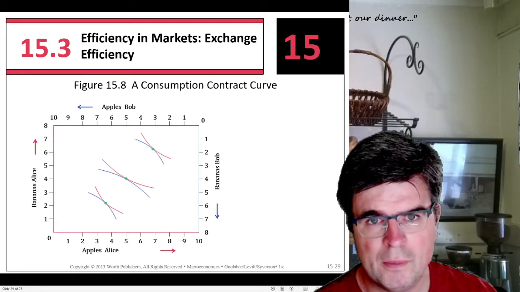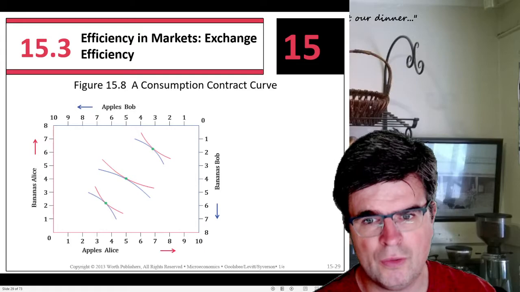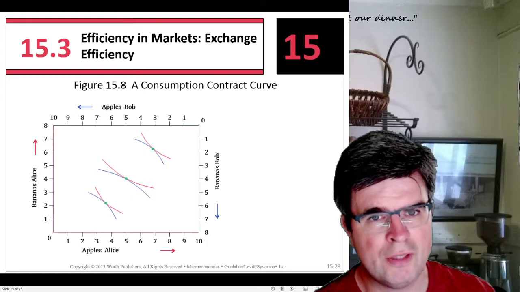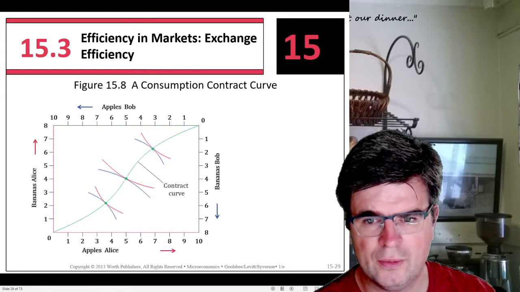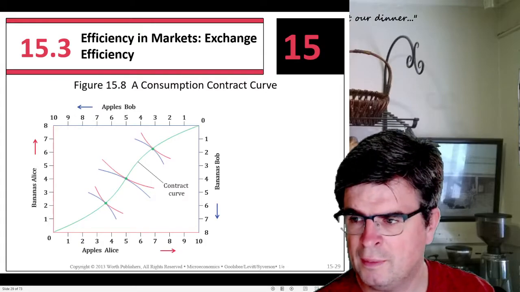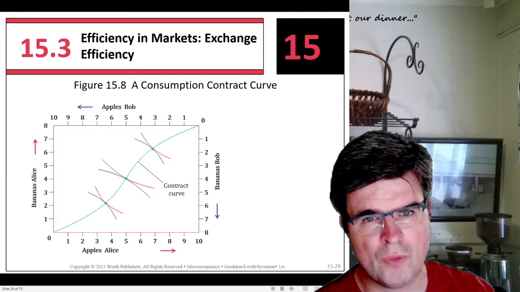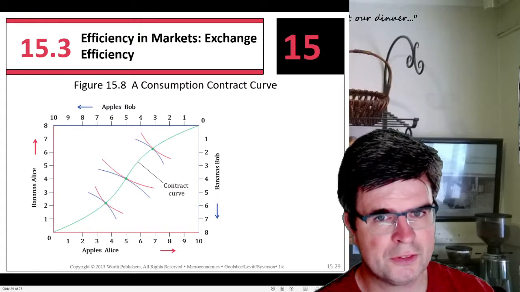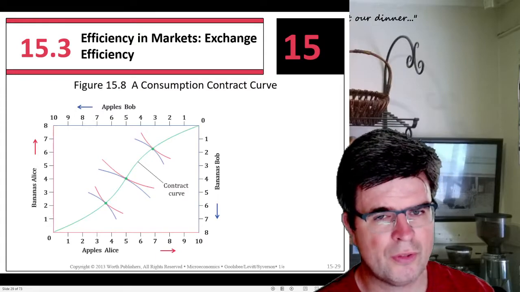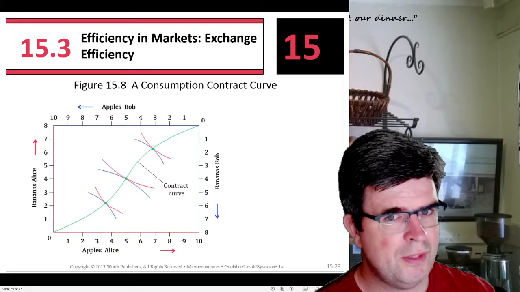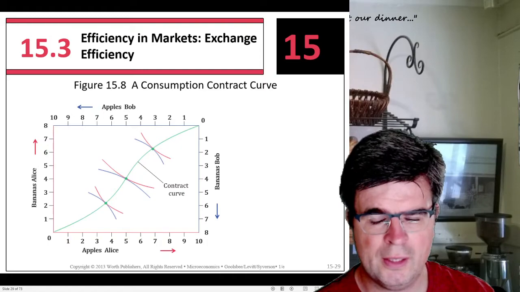So these 3 green points are 3 Pareto efficient allocations, but in fact, in a setting like this, you'll have an infinite number of them and you can connect all the Pareto efficient allocations. So this green line that is given here is the set of all Pareto efficient allocations. And the green line has a special name. This is called the contract curve.